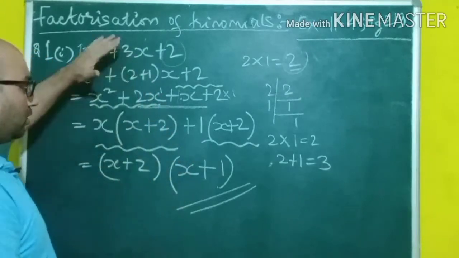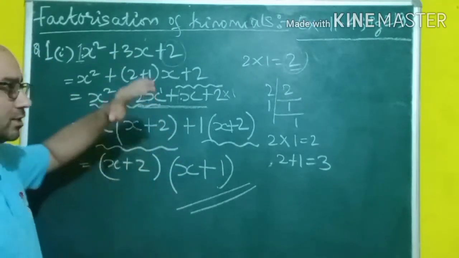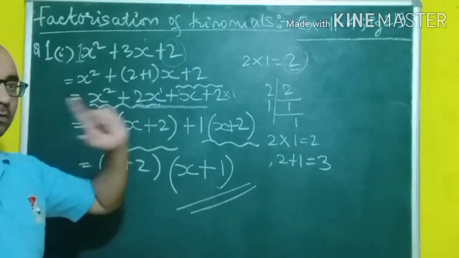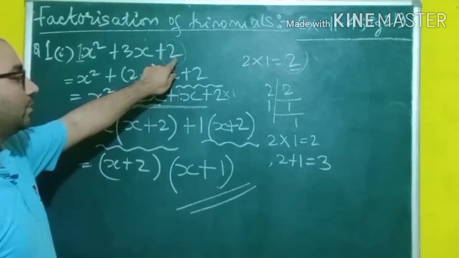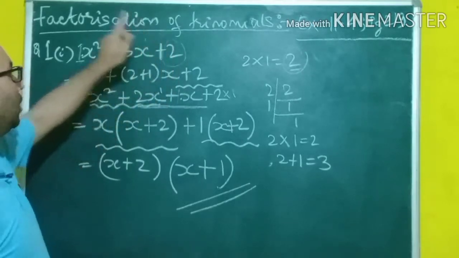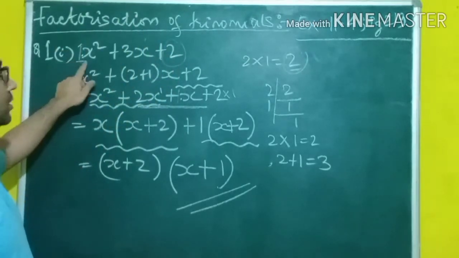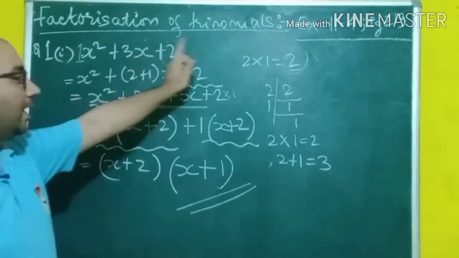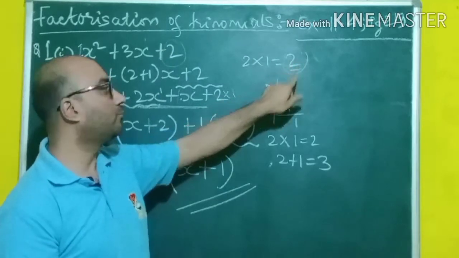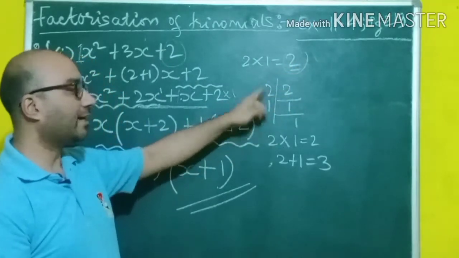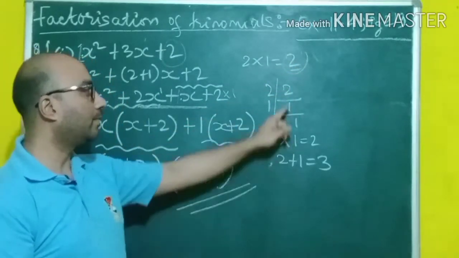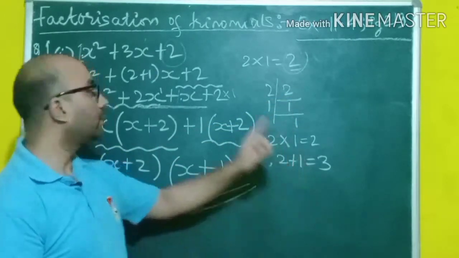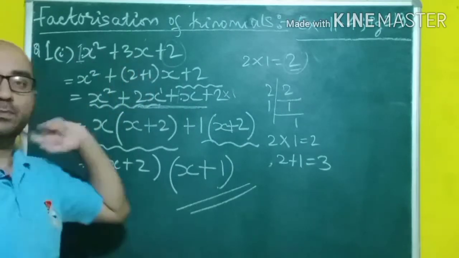So what is the most important step here? I'll quickly run through the important steps once again. The first and foremost important step is you multiply the last term, the number, with the coefficient of the x square. In this case there is no other number, that means the coefficient of x square is 1. After multiplying, whatever number you get, you factorize that. You have to find the factors. The factors should be such that after multiplying you get back the same number, and by adding or subtracting should give you the middle term. This is also known as middle term breaking.